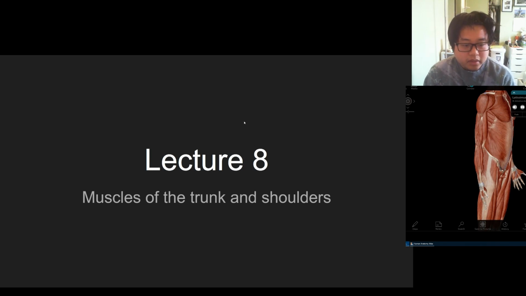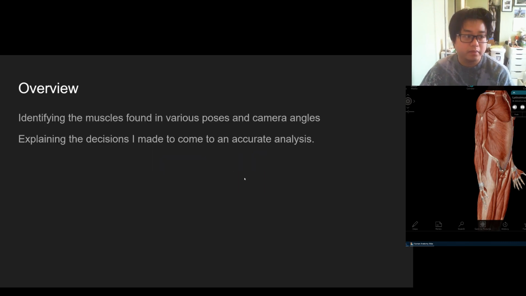We're going to be looking at the muscles of the trunk and shoulders. The way this presentation is arranged, it's going to be pretty casual. I'm just going to be identifying the muscles found in various poses. So no note taking here, just looking. Just a small little library of information to have when we're doing the assignment.